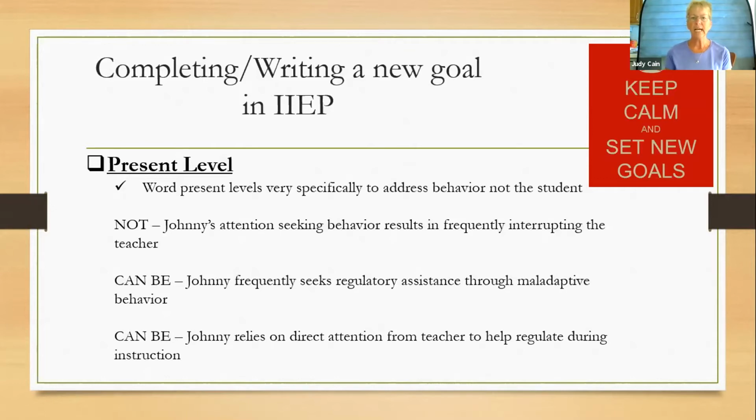So anytime you can be much more specific on what is actually happening with the student or where the student is in whatever this area is, the better you'll be able to write a goal. And two, someone else picking up the IEP and looking at the goal, they'll have a much clearer understanding of just where Johnny is functioning.